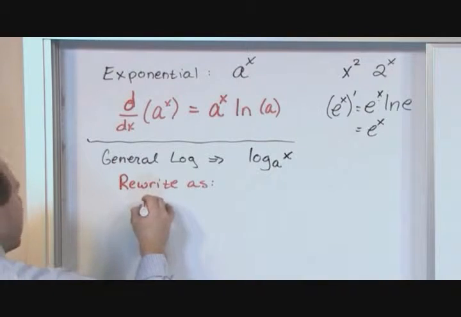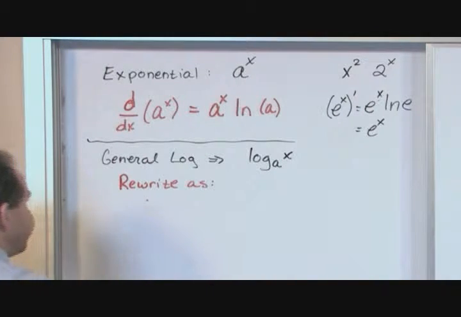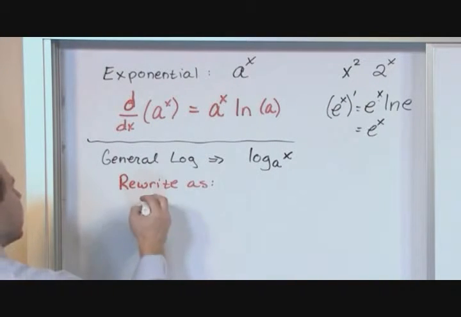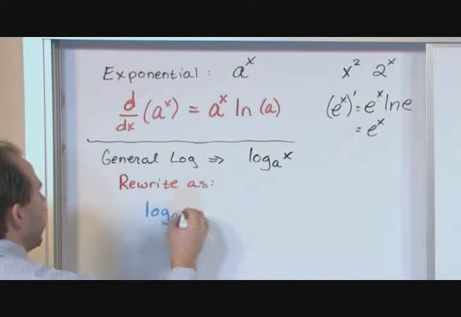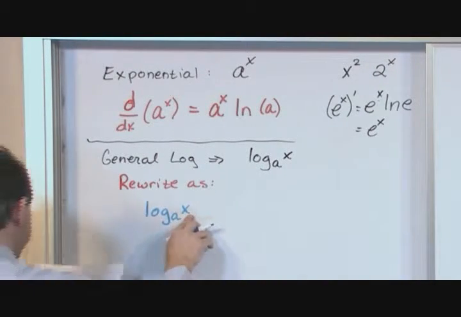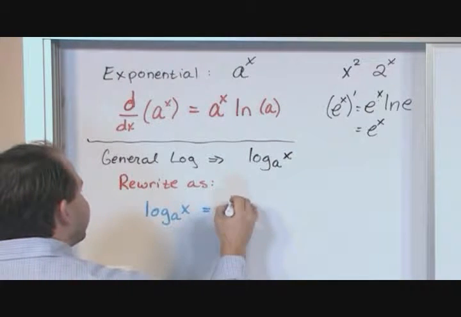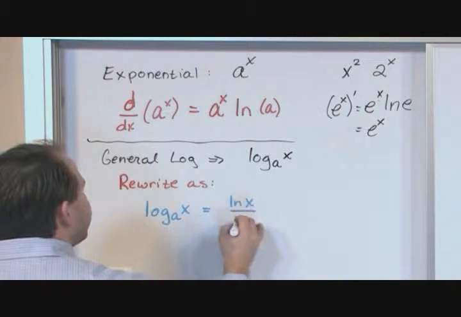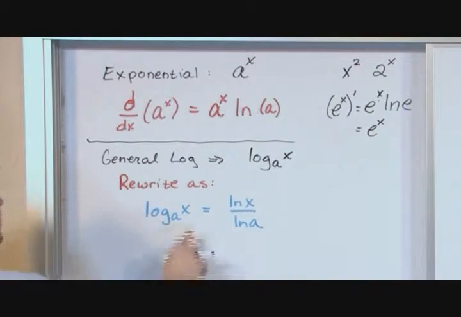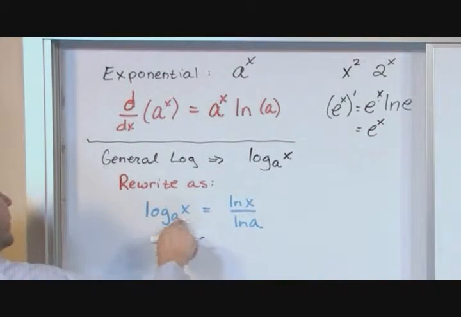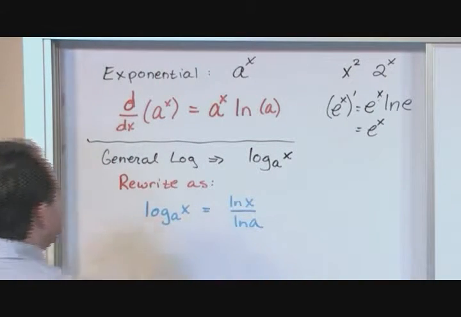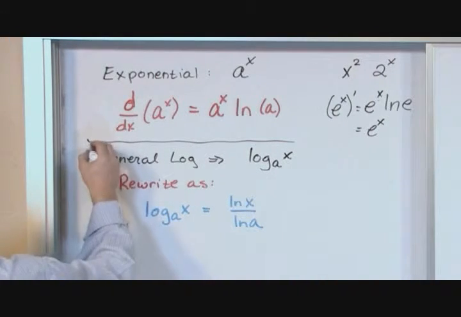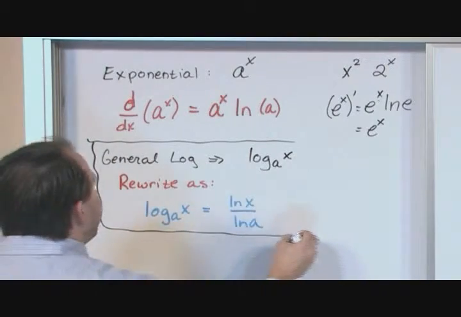We rewrite this logarithm. Let me change colors here. We rewrite this log as log base a of the number x is equal to natural log of x over natural log of a. So it's natural log of whatever you have here divided by natural log of whatever base you have here. This is something that's not going to be proven to you. I'm not going to prove this to you. I'm going to expect you to know this, and your teacher's going to expect you to know this.